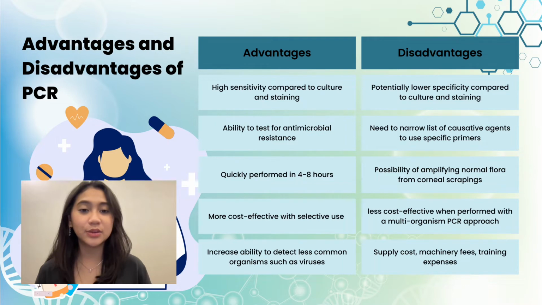Today I'm going to tell you about the disadvantages of PCR. The first one is that PCR has potentially lower specificity compared to culture and staining. Second, the need to narrow the list of causative agents in order to use specific primers. Third, the possibility of amplifying normal flora from corneal scraping. Fourth, it becomes less cost-effective when performed with a multi-organism PCR approach. And lastly, supply cost, machinery fees, and training expenses.